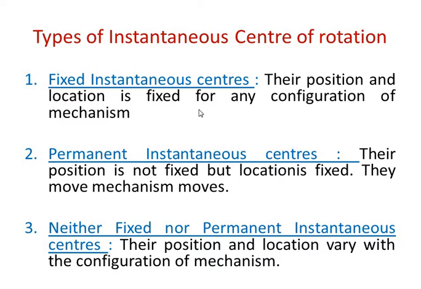So we will see it in detail which are these fixed centers, which are these permanent centers and which are these neither fixed nor permanent centers when we locate these on a mechanism. The first two types of the ICR, that is fixed ICR and permanent ICR, can be located by observation. But the third type of the ICR, that is neither fixed nor permanent type, will not be possible to locate using the observation method. So it needs Kennedy's theorem of the ICR to locate this type of ICR. So we will see it in detail when we locate the ICR of the mechanism.